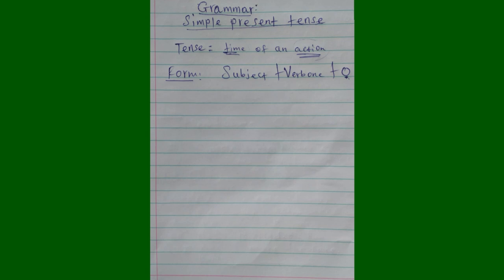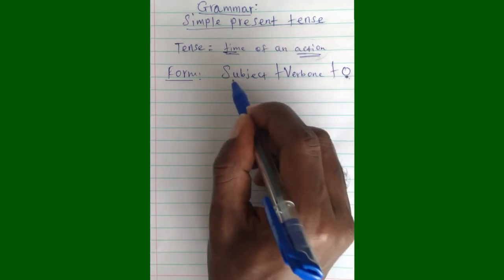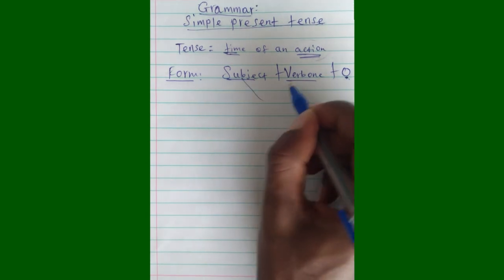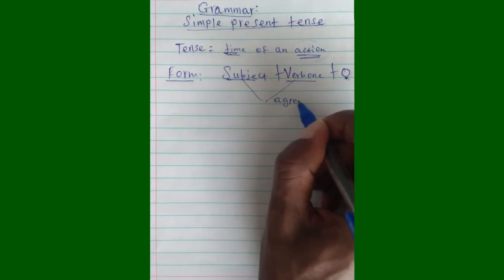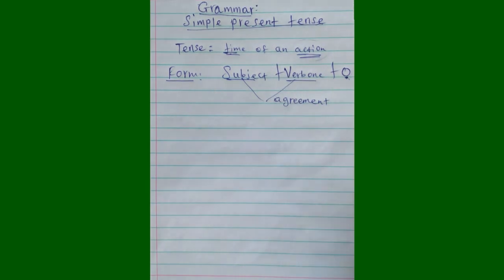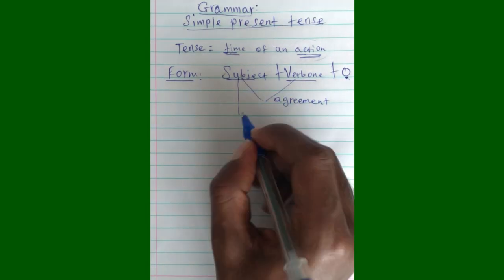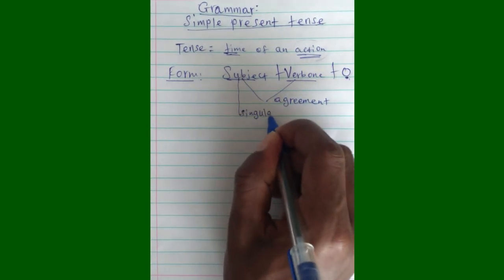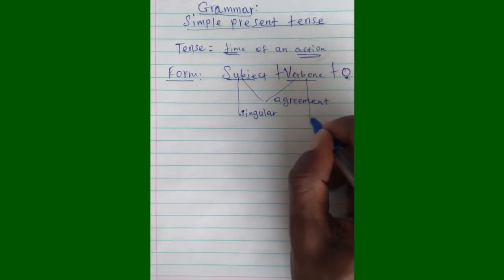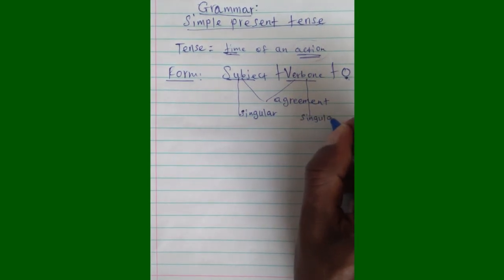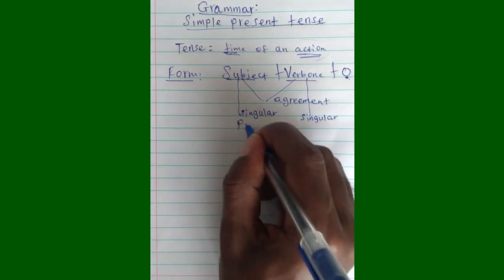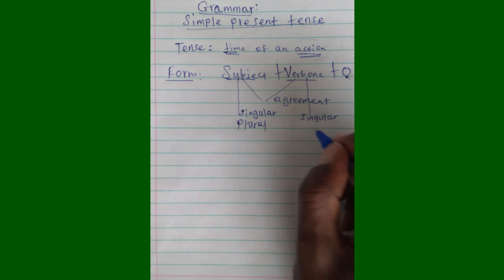And the most common mistakes made by people every time when they are expressing things in simple present tense are like the subject and verb agreement. This is the most common mistake. Here, the agreement is that if the subject is singular, the verb must also be singular. If the subject is plural, the verb also must be plural.